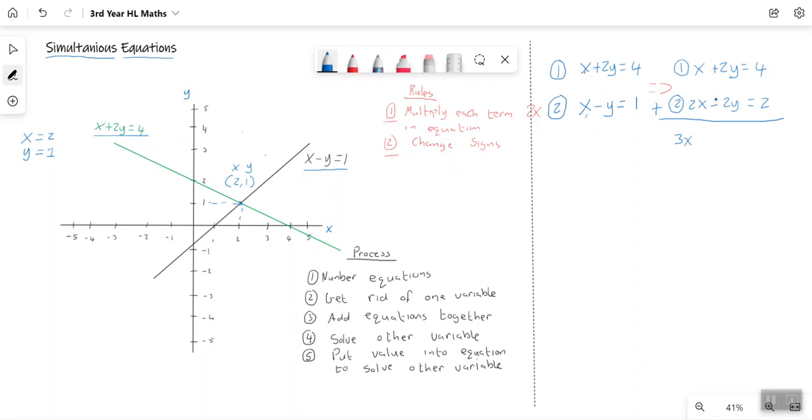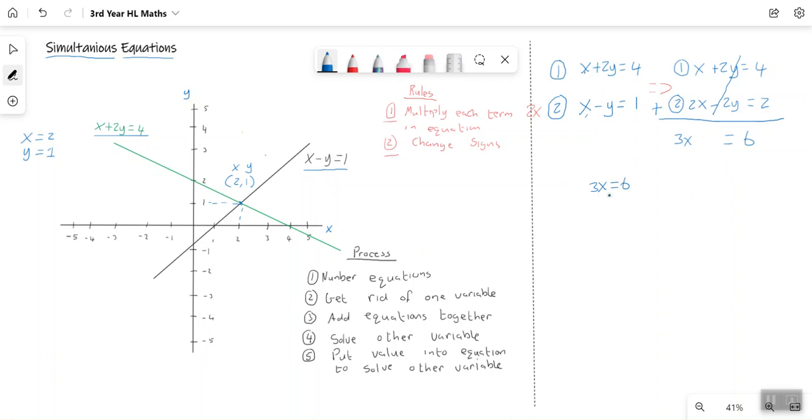Plus 2y minus 2y, so they'll just cancel out. So these two will cancel out, and that's what we want. We want to get rid of one of the variables, and then 4 plus 2 is just going to be equal to 6. So now what we've done is we've taken these two simultaneous equations and we have added them together, manipulated them so that we can get rid of one of the terms. We've added them together, and now we have just one equation. So 3x is equal to 6.